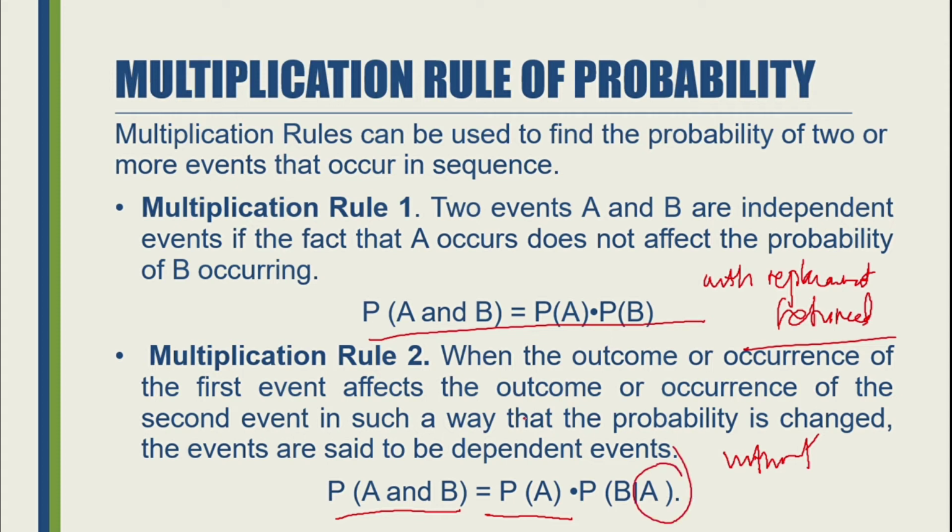So we already know the probability of A, and without replacement, the probability of B would be affected, because when you get the probability of A and it is not replaced, the probability of B such that A had happened already will be affected. So again, there are two rules. Multiplication rule number one could be with replacement, and the second one is without replacement. In rule number one, it does not affect the probability of B occurring, and in rule number two, it affects the outcome or occurrence of the second event in such a way that the probability is changed, because it has not been replaced or returned.